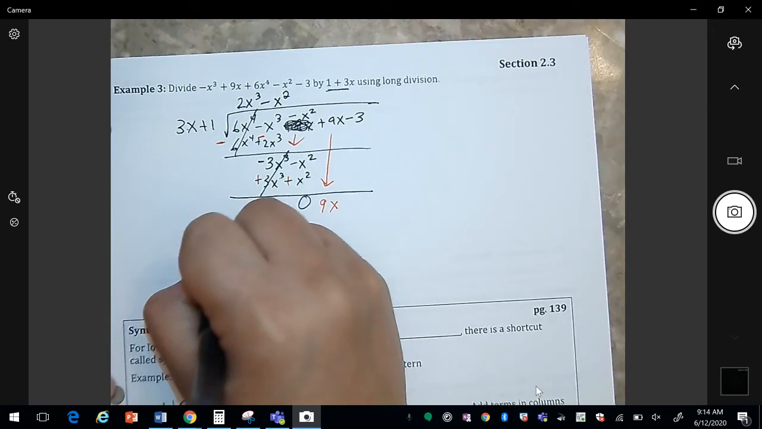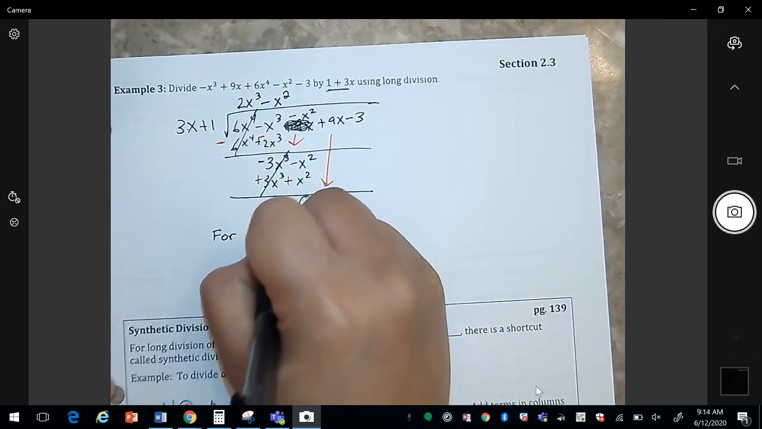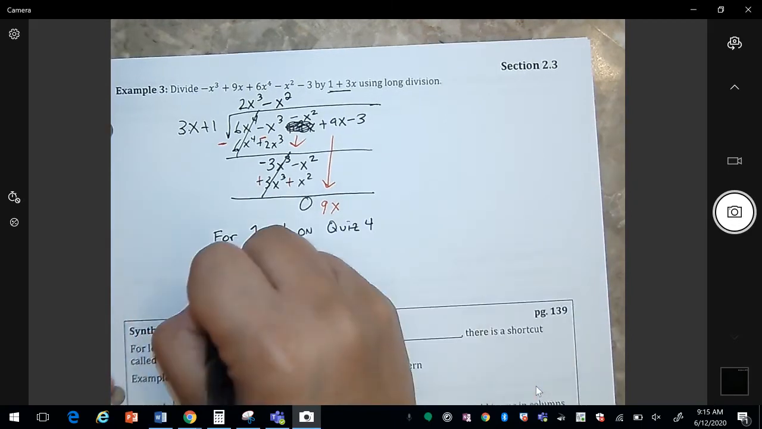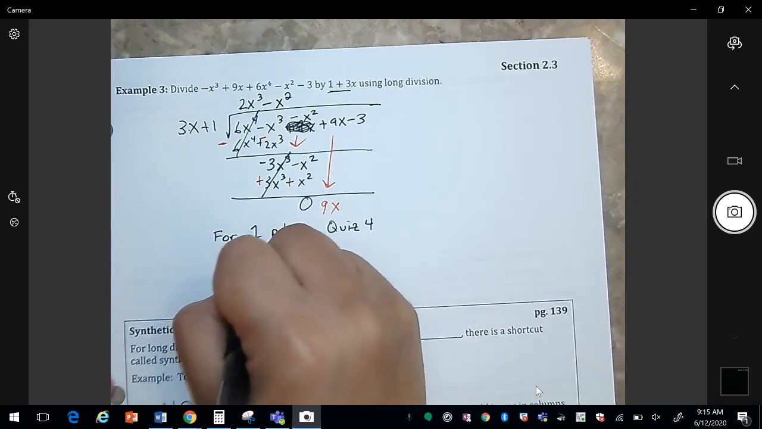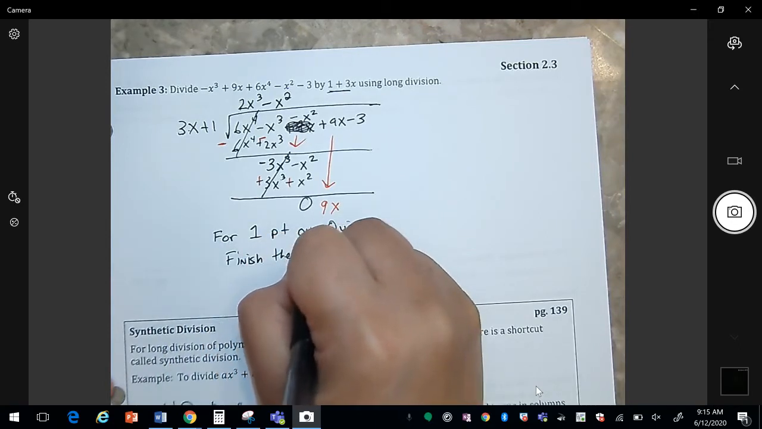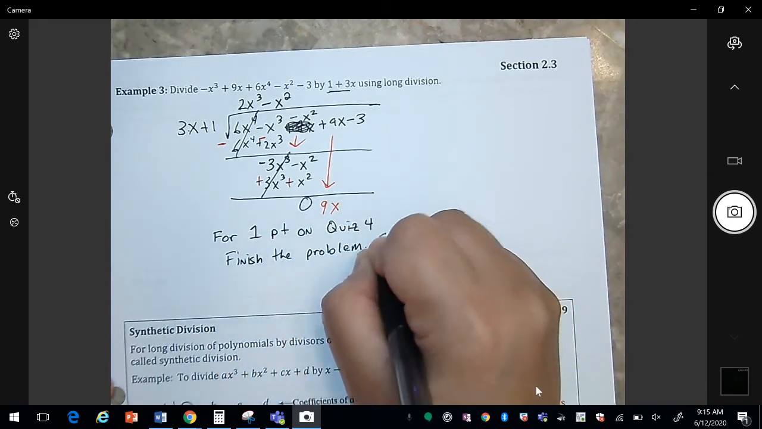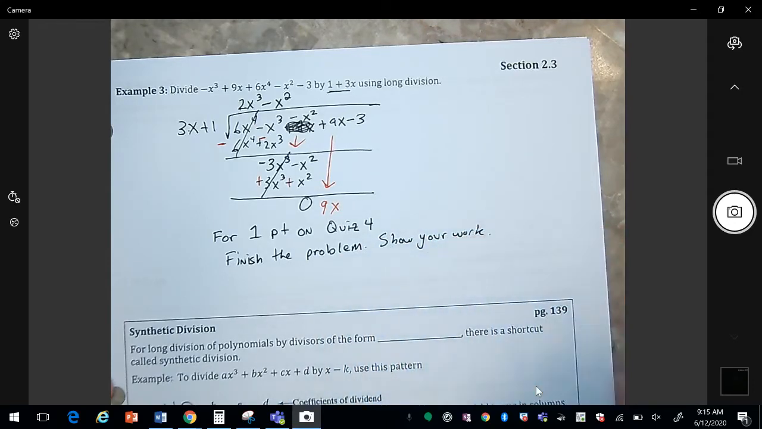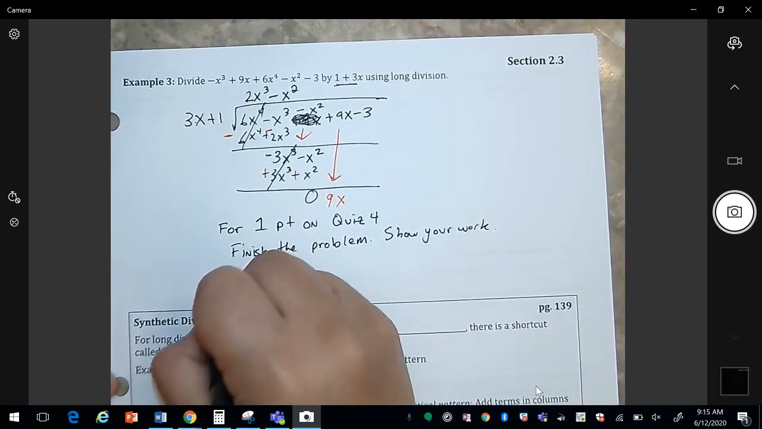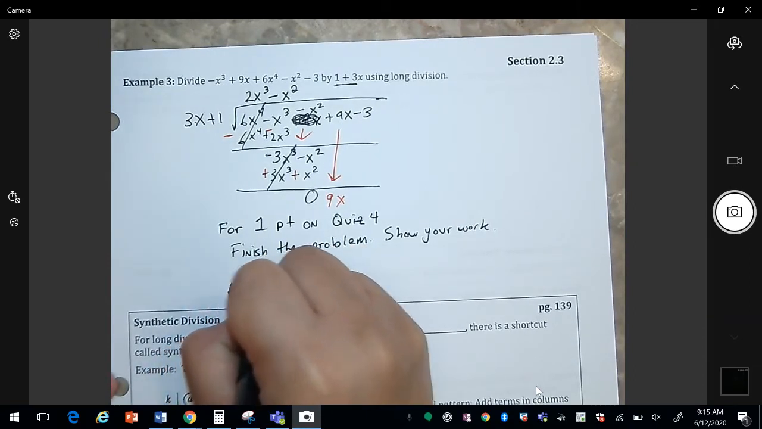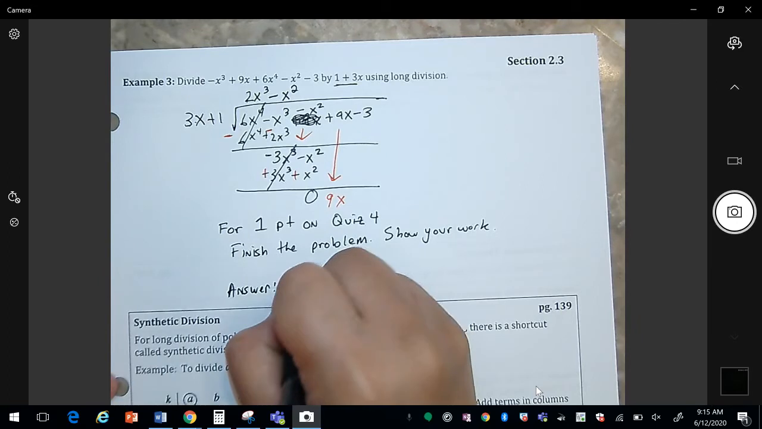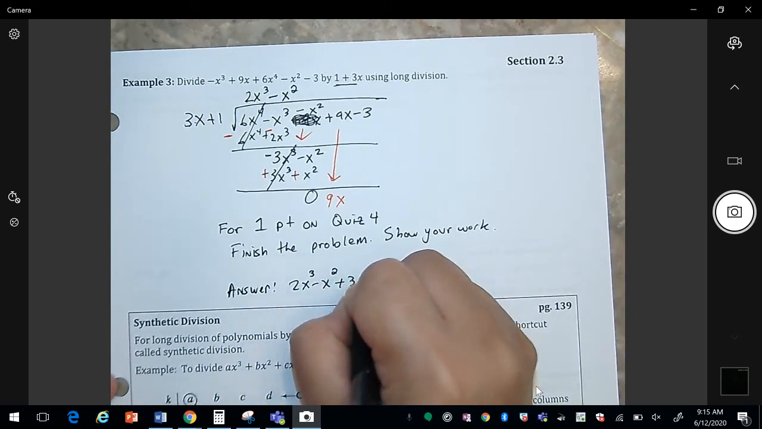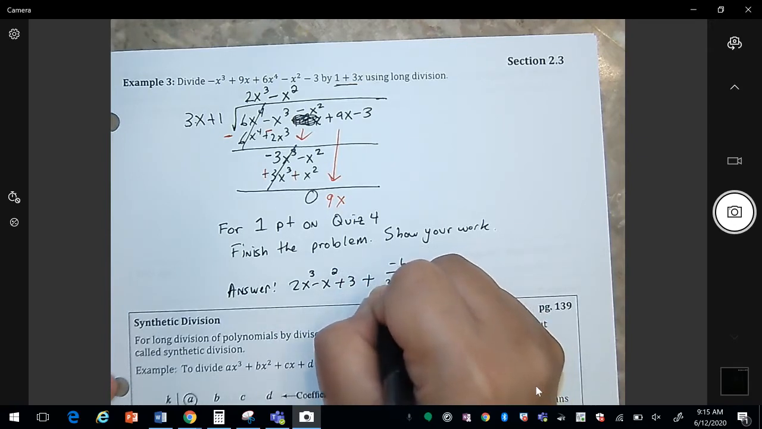And so for 1 point on quiz 4, go ahead and finish the problem. Show your work. You can email it through an attachment. If you do this correctly, then your answer at the end will be 2x cubed minus x squared plus 3 plus negative 6 divided by 3x plus 1.